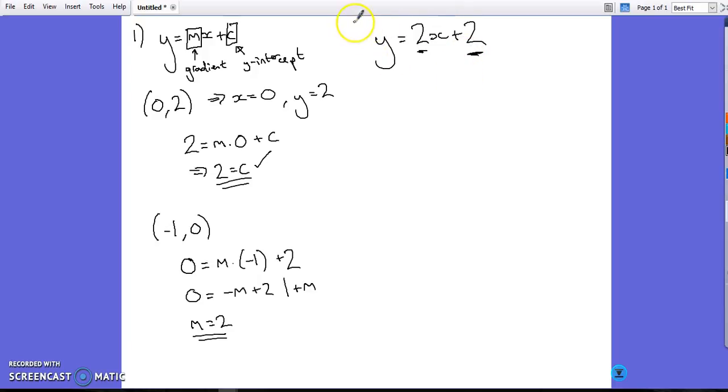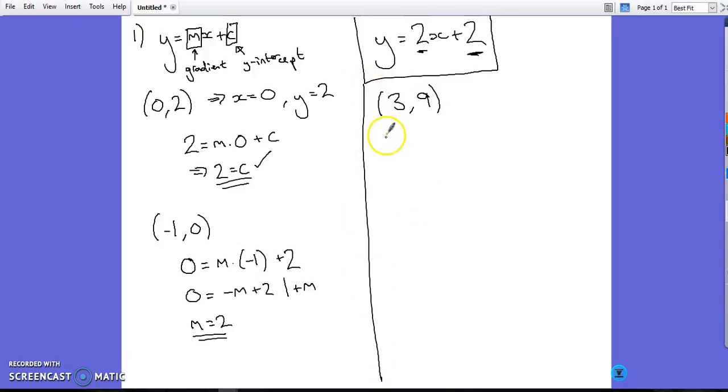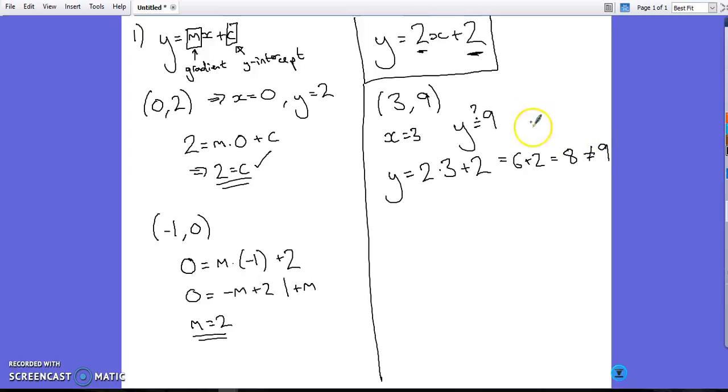So, using this equation that we have, our next job is to find out if the point 3, 9 lies on this line. So if x is 3, is y equal to 9? Well, let's see. y is 2x plus 2, so 2 times 3 plus 2. So when x is 3, y would be 6 plus 2, which is 8, which is definitely not 9, so no, it doesn't.